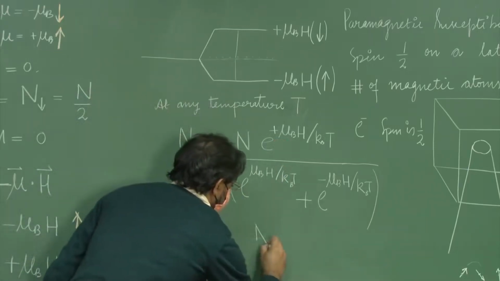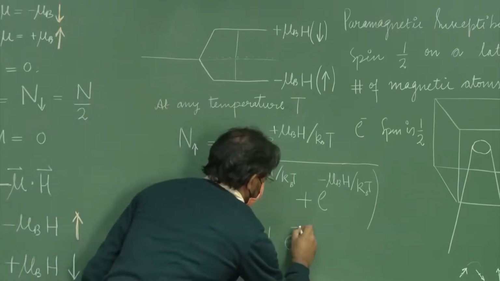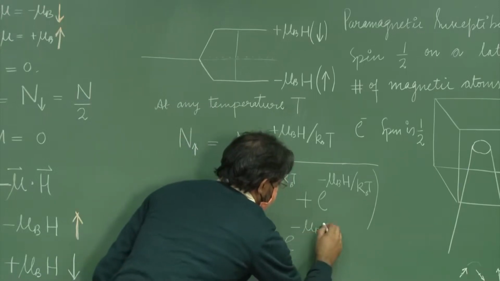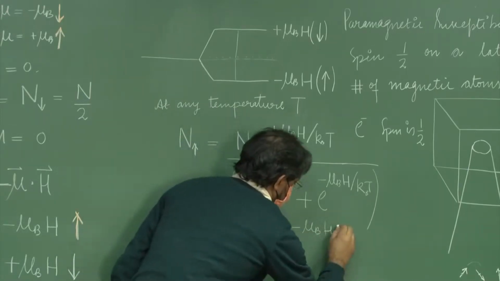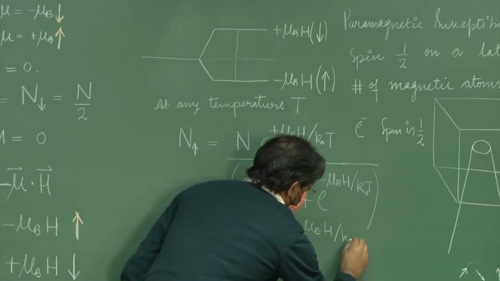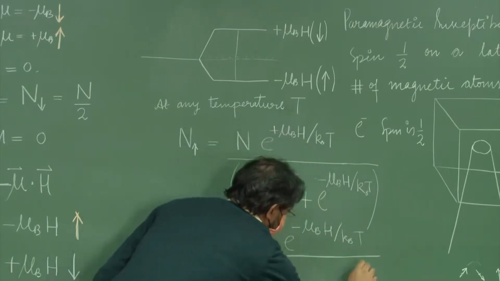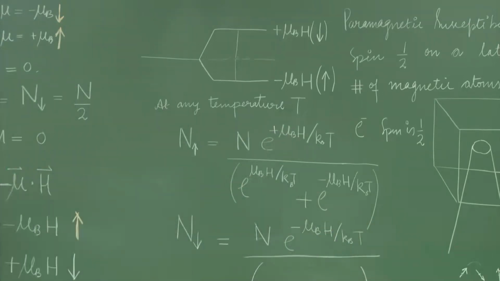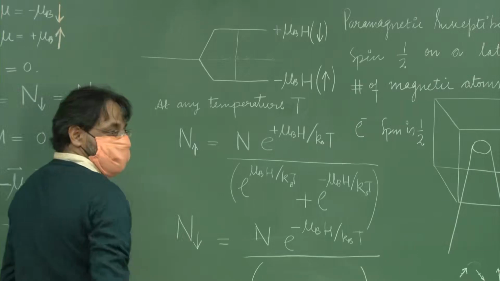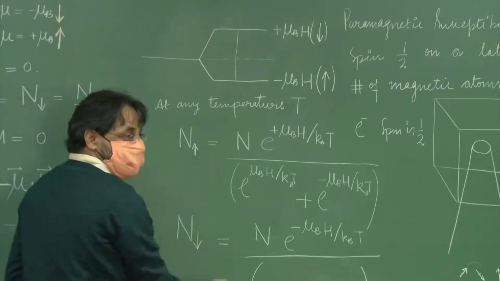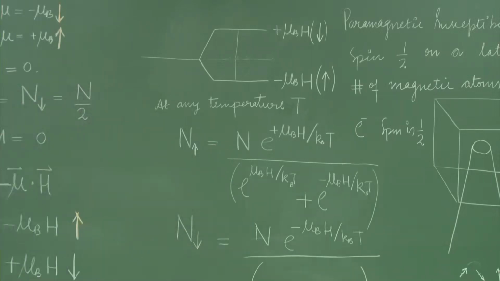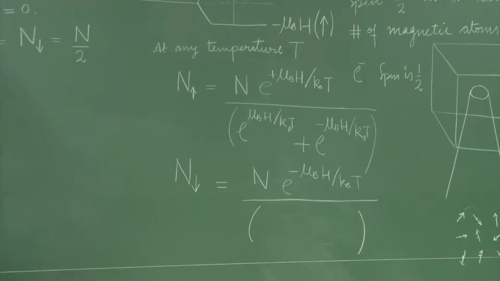So this is then n exponential minus mu B h by kBT, divided by the same denominator which we have over here. Okay, so then the net magnetization will be the difference of these two. So this minus this, that will be delta n. This is when h is 0.